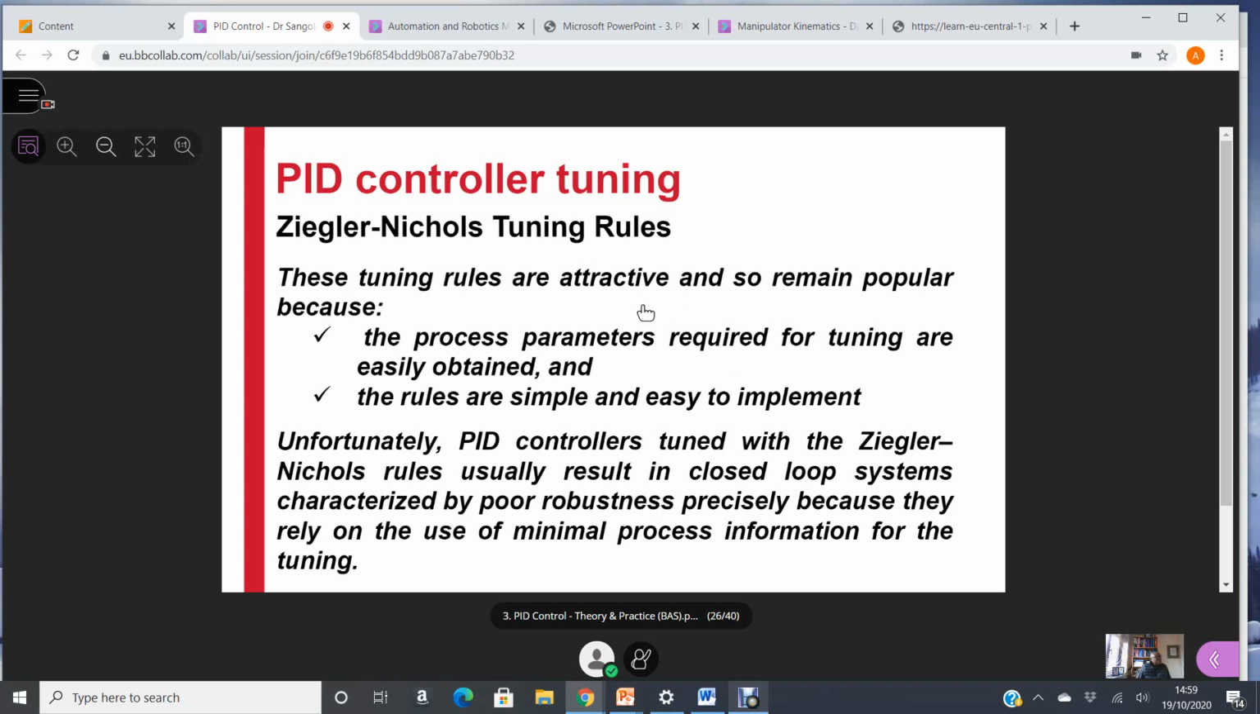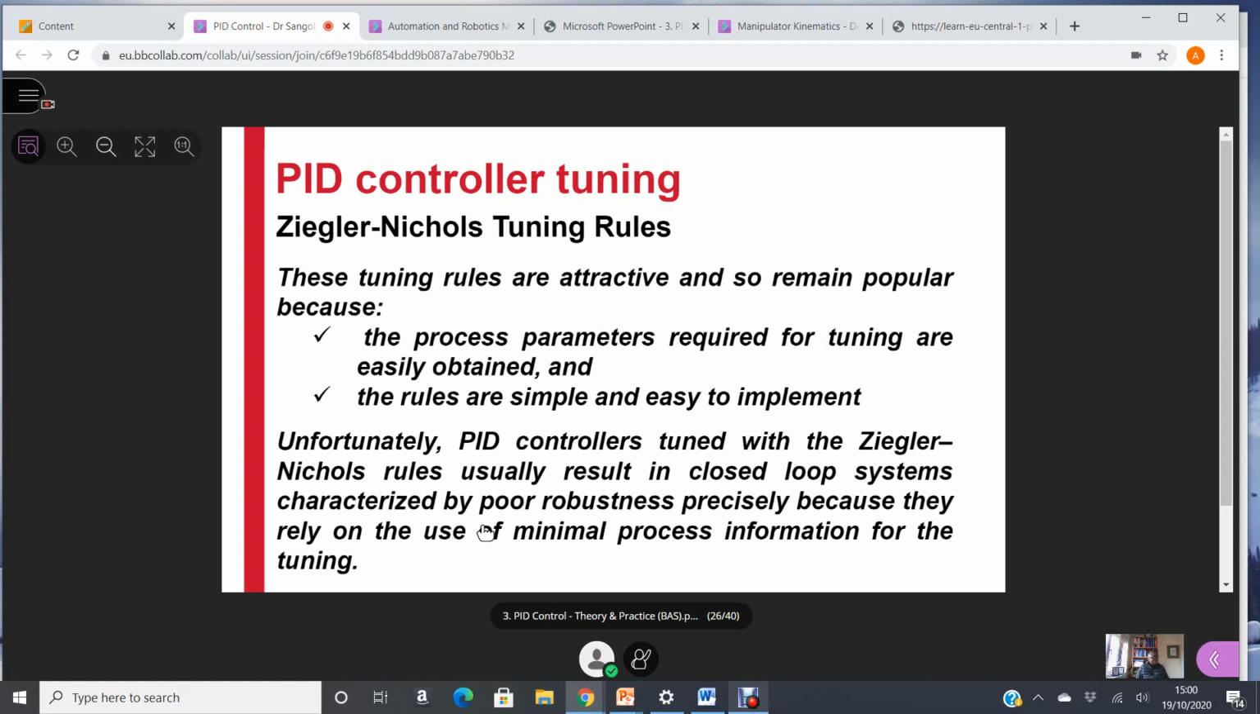Okay. So we conclude that in terms of tuning, the tuning rules are very attractive and have remained popular for two reasons. One is it's easy to obtain the process parameters that you need for the tuning, and the tuning rules themselves are simple and easy to implement. That's why they can be automated. However, PID controllers which are tuned with the Ziegler-Nichols rules usually result in closed-loop systems which are characterized by poor robustness. And that is exactly because they rely on the use of minimal process information for tuning.